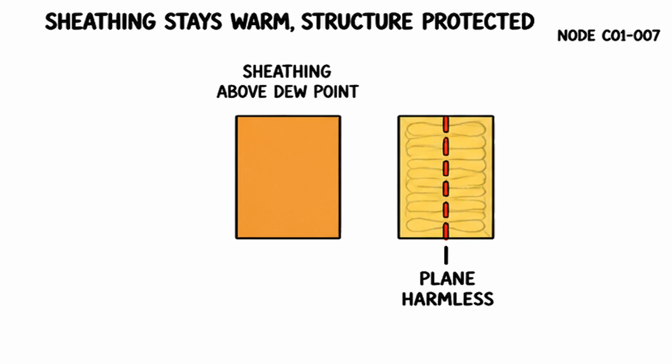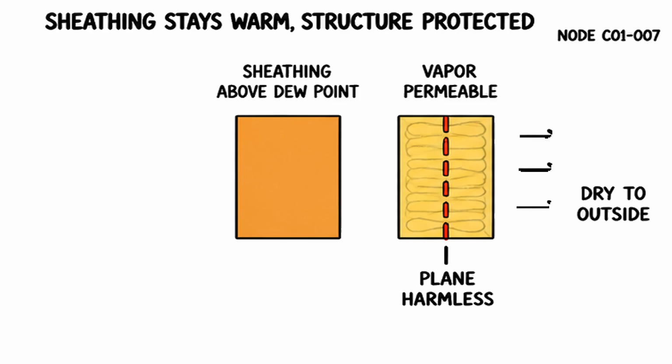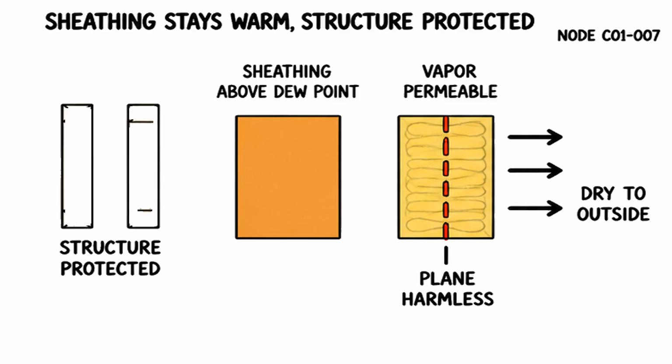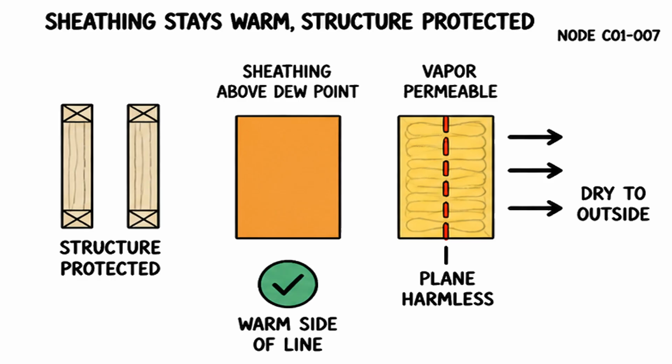The plane sits harmlessly in vapor-permeable exterior insulation that can dry to the outside. The structure is protected because it lives on the warm side of the line.